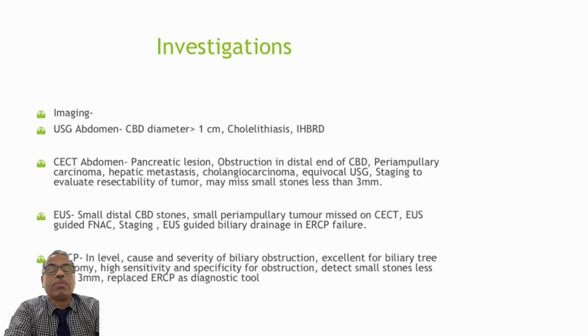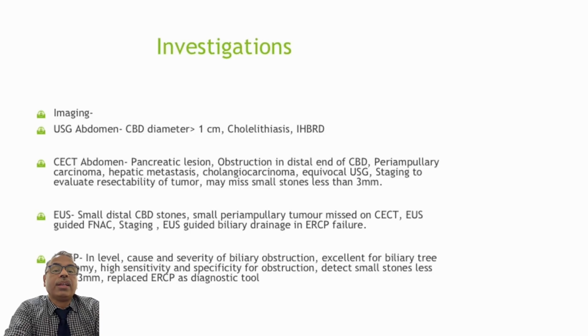Ultrasound abdomen is one of the most important investigations which you would order initially in any patient who comes to you and is suspected of obstructive jaundice. Now, what are the things we are looking for in ultrasound? We'll see subsequently, but the most important thing is the common bile duct diameter.